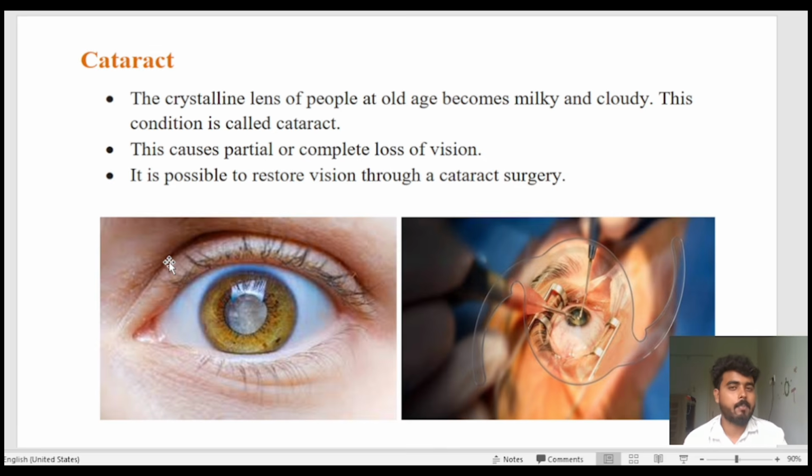Now, key points. What is the meaning of cataract? A white, milky and cloudy substance formed on the outer layer of the human eye is called cataract. What will happen if we do not treat cataract? It results in partial or complete loss of vision. How to correct cataract? By doing cataract surgery. Until now, we have completed the defects of the human eye and the parts of the human eye.